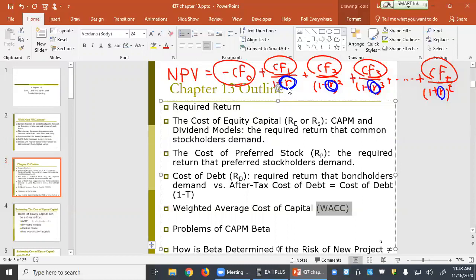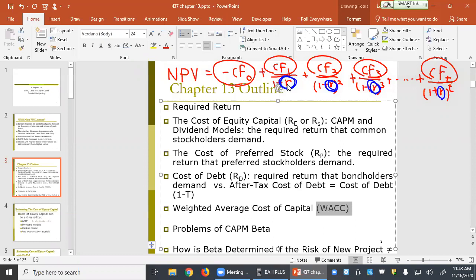So what we need to do is to compare the risk level of this new project with the current level of the corporation. If this new project turns out to be riskier than our company's current operation, then it will be inappropriate to use the WACC directly to evaluate a new project. Again, the risk-return trade-off theory tells us that riskier projects need to have a higher required rate of return.